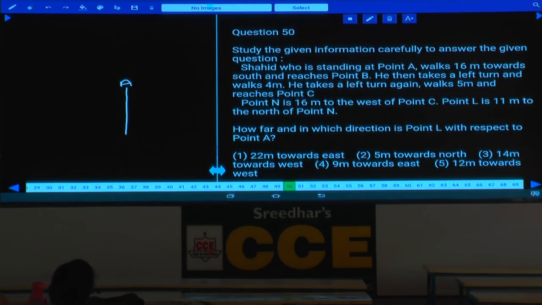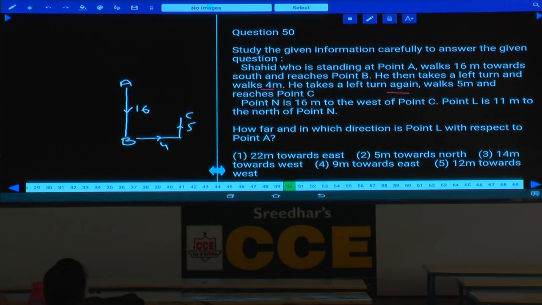This is the initial position of Sahid, and he covers 16 meters towards the south and reaches point B. Now from this point B, he takes a left turn and walks 4 meters. Then he takes a left turn again and walks 5 meters. From here, he takes another left turn and travels just 5 meters, and then reaches point C.